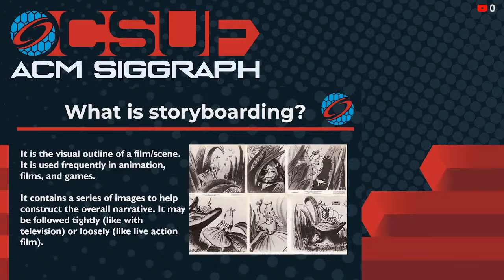Storyboards are essentially a series of images, kind of think like a comic strip, to help construct the overall narrative. It can either be followed super closely to the dot, like in the case of television due to the shorter productions, or sometimes it can be treated more loosely and gives a lot more reign for the director to make his own decisions, like live action films.